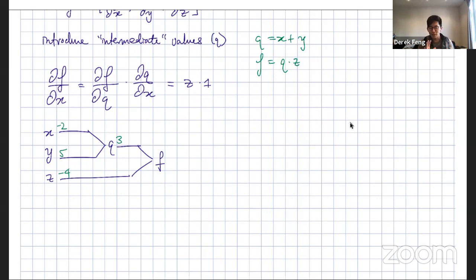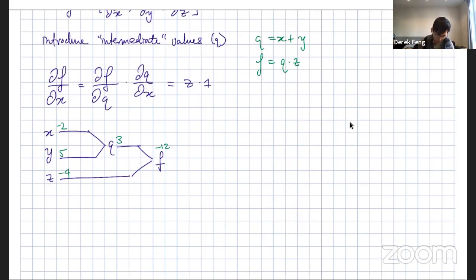There are some computer science type things you could be thinking about here. But basically, we're trying to simplify this as much as possible so that each composition of functions, each function like q equals x plus y, is the simplest operation.